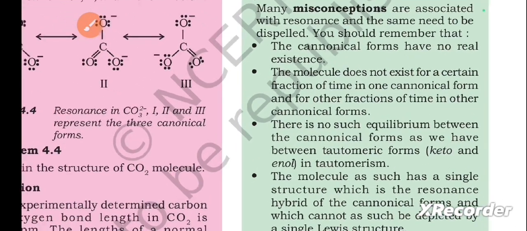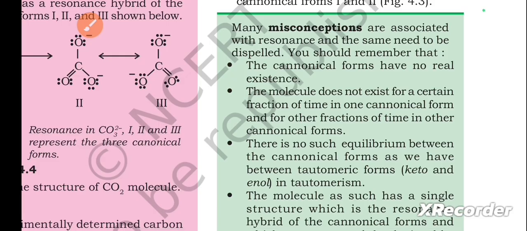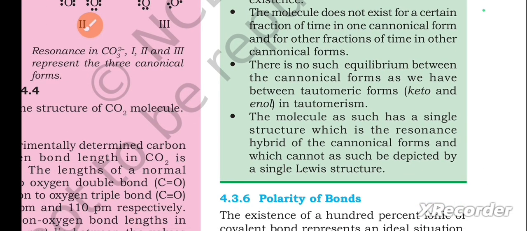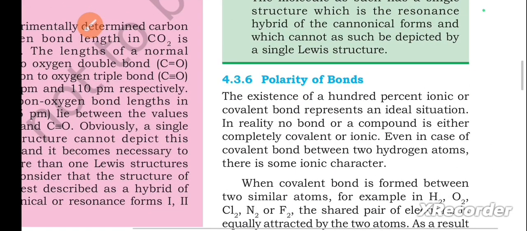Many misconceptions are associated with resonance and the same need to be dispelled. You should remember that, first point, the canonical forms have no real existence. Second point, the molecule does not exist for a certain fraction of time in one canonical form and for other fractions of time in other canonical forms. Third point, there is no such equilibrium between the canonical forms as we have between tautomeric forms, keto and enol, in tautomerism. Fourth point, the molecule as such has a single structure which is a resonance hybrid of the canonical forms and which cannot as such be depicted by a single Lewis structure.